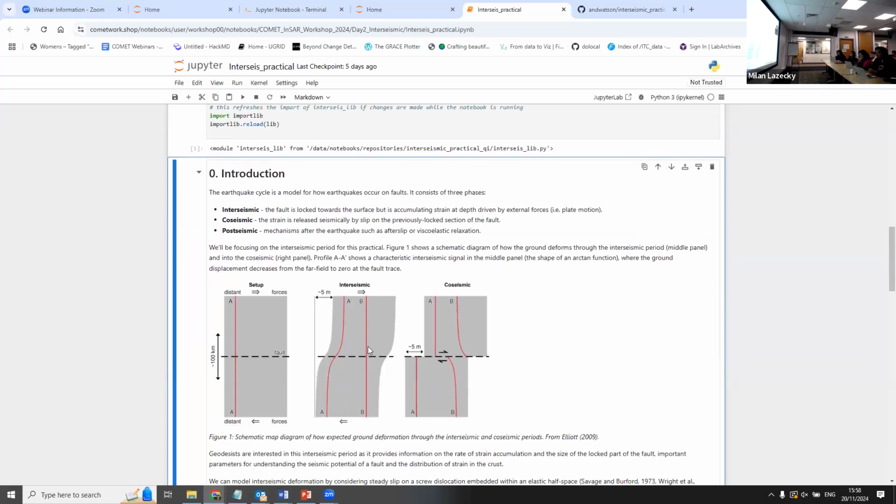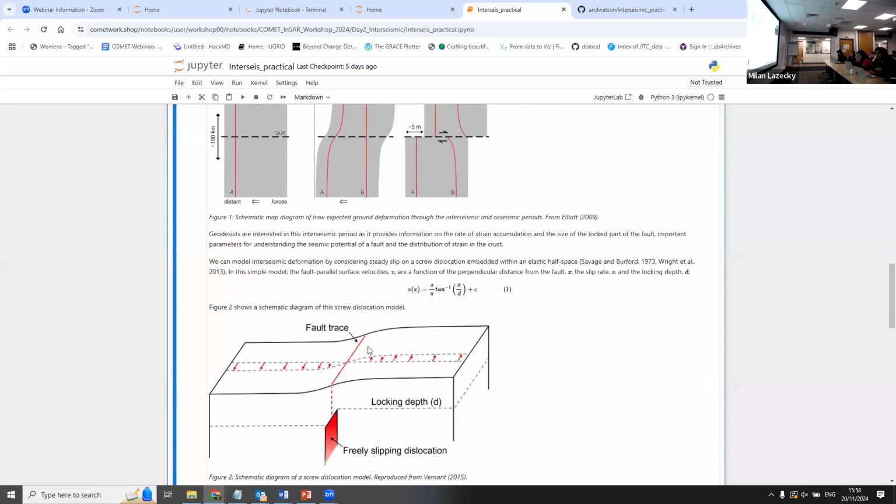As already introduced by John, the earthquake cycle can be divided into 3 phases: the interseismic phase, the co-seismic phase, and the post-seismic phase. During the interseismic period, we think that the fault is locked towards the surface, but accumulates strain at depth, driven by external force, such as plate motion.